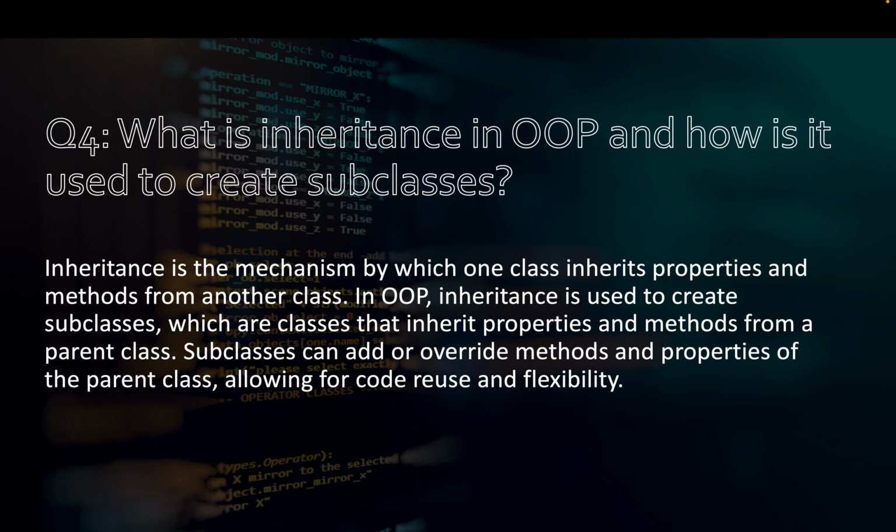Question number 4. What is inheritance in object-oriented programming and how is it used to create subclasses? Inheritance is the mechanism by which one class inherits properties and methods from another class. In object-oriented programming, inheritance is used to create subclasses, which are classes that inherit properties and methods from a parent class. Subclasses can add or override methods and properties of the parent class, allowing for code reuse and flexibility.